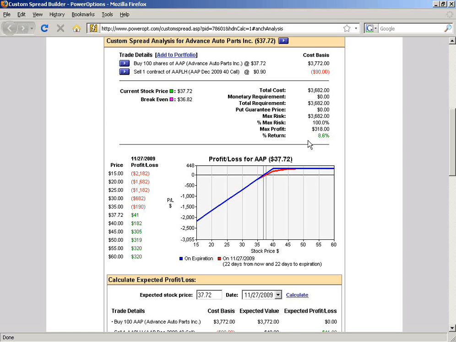That maximum return, remember, was 8.6%. We received 90 cents against a cost basis of $37.72. So that gives us a break even of about 2.4%. Okay, the downside protection, this is the covered call. Our downside protection was only 2.4%, and we can potentially make 8.6% if the stock is trading above $40 at December expiration. All right, let's go ahead and close that down.